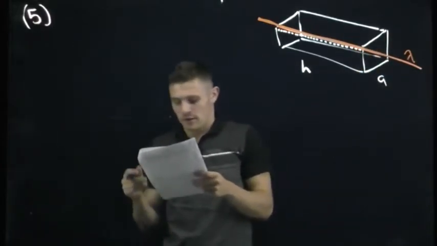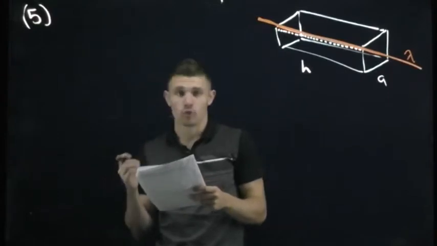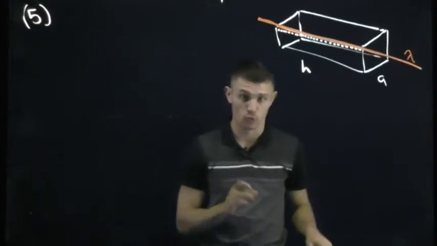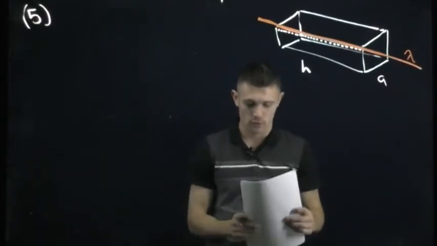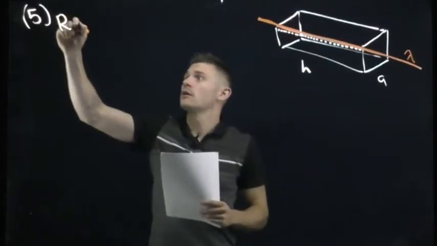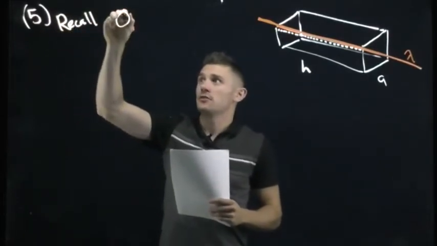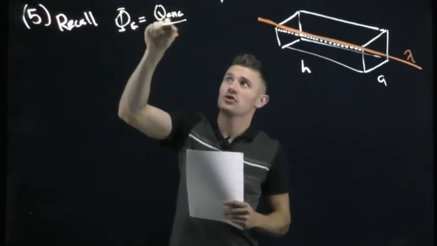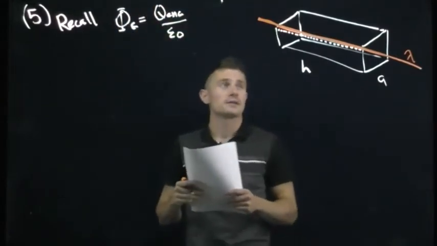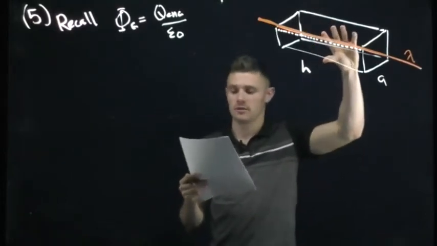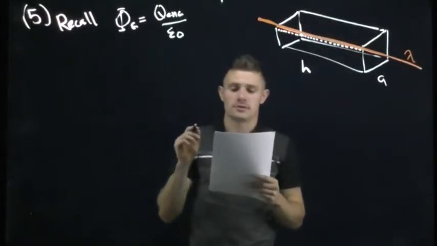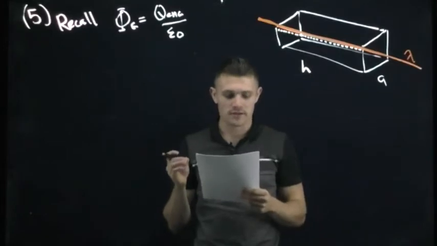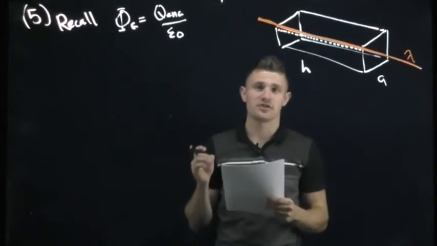Now, it says find the electric flux phi e through one side of the box. Through one side of the box. Now recall that the electric flux phi of E is equal to the amount of charge enclosed by some surface, in this case our rectangular prism, over epsilon naught. And the flux through any surface enclosing the charge is the amount of charge inside the surface.